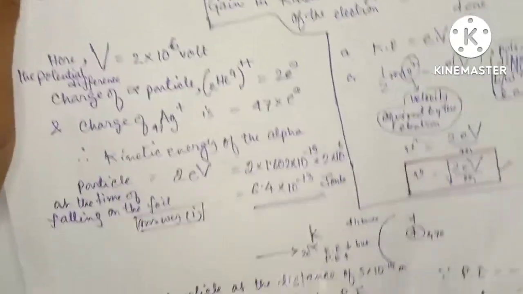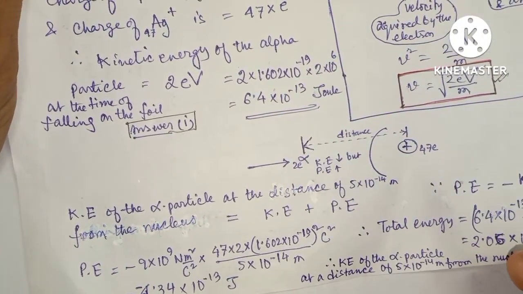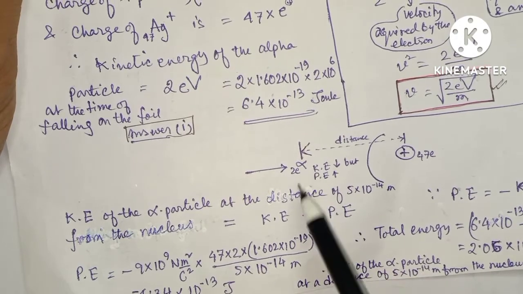So here, say, this is the infinite distance of the alpha particle.